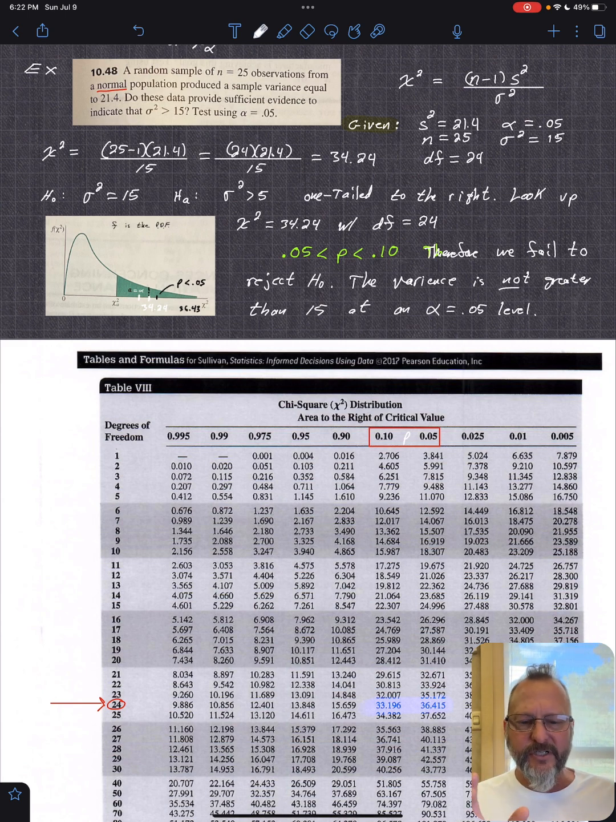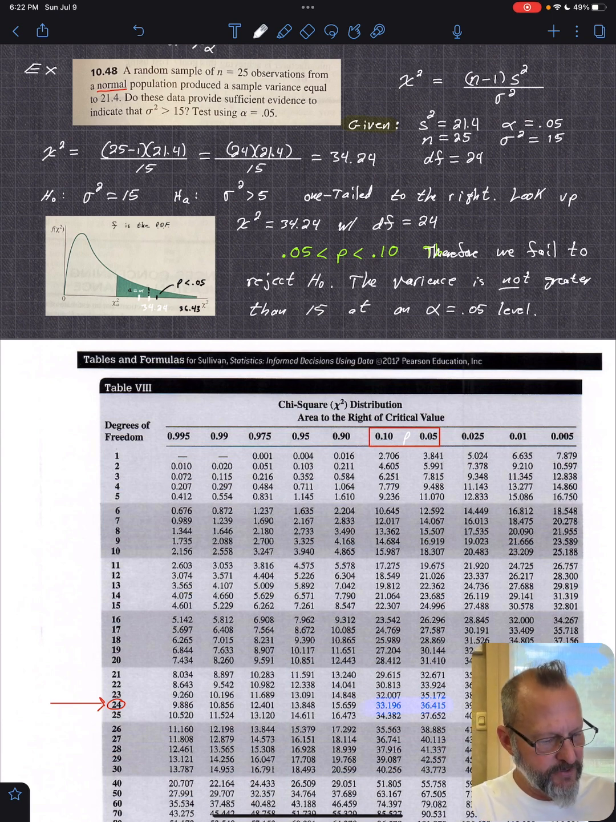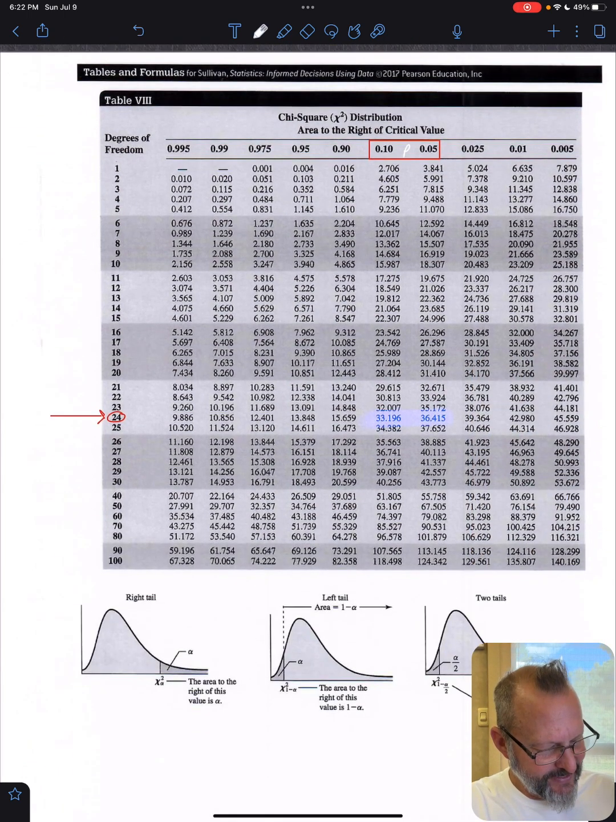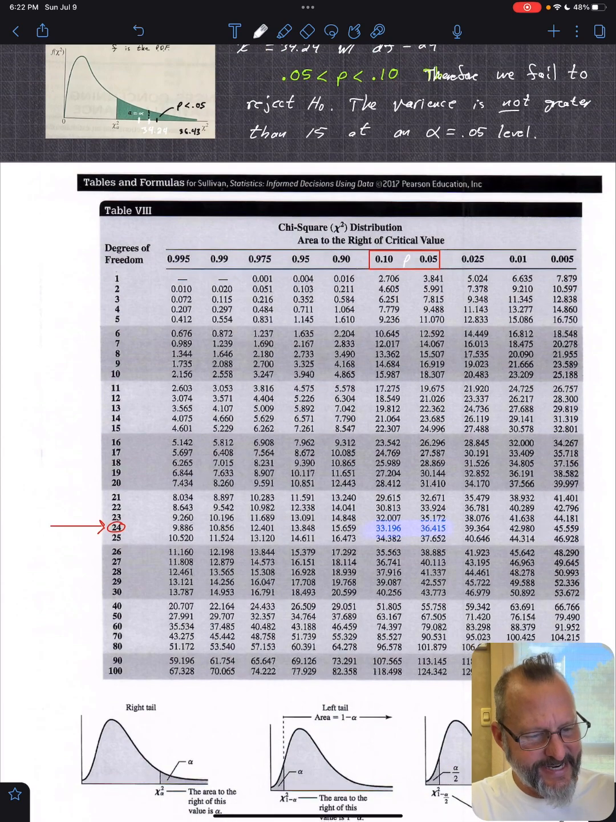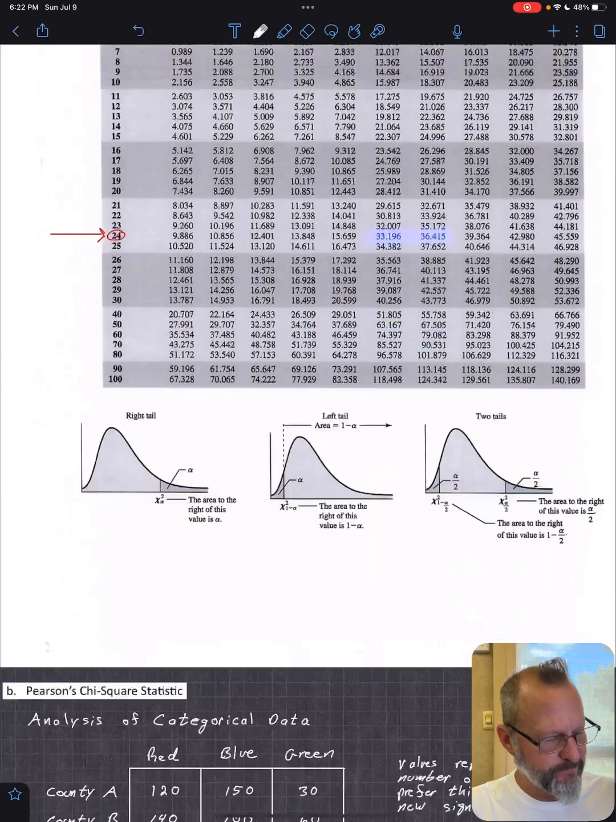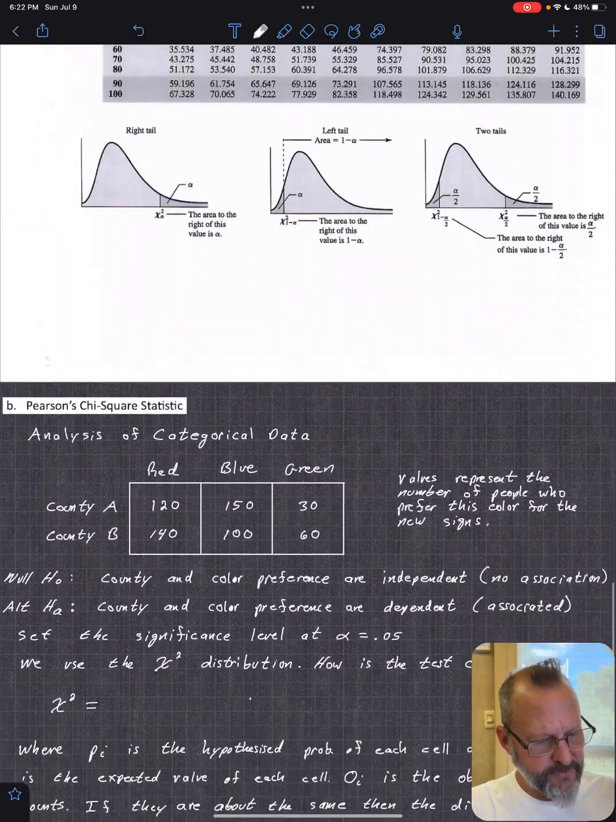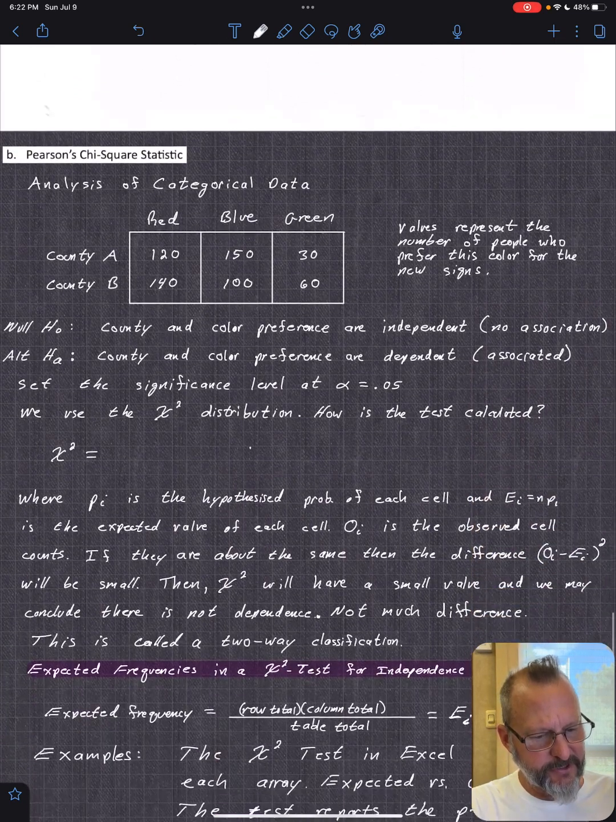Those levels are determined by the fields you're in, not by yourself as a researcher or a stat student. You just do it. So, okay, that's the idea of chi-squared. Let's continue. And this one's pretty much going to do the whole thing.